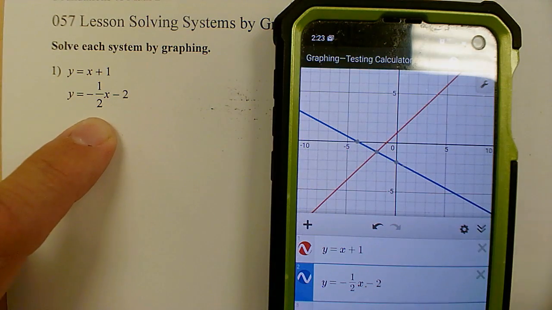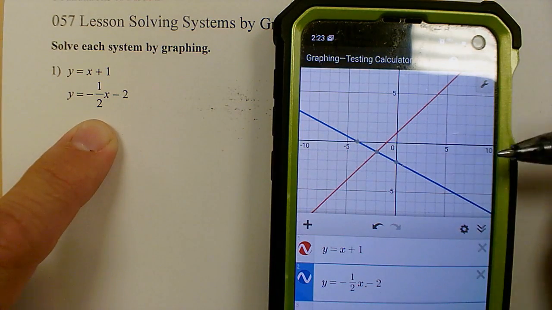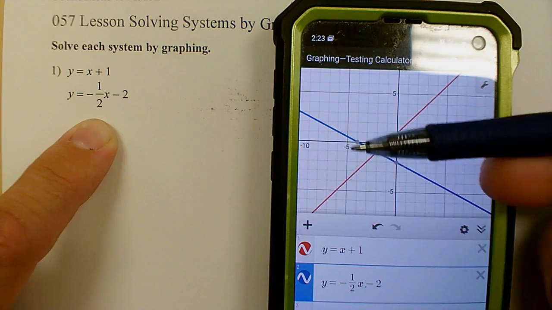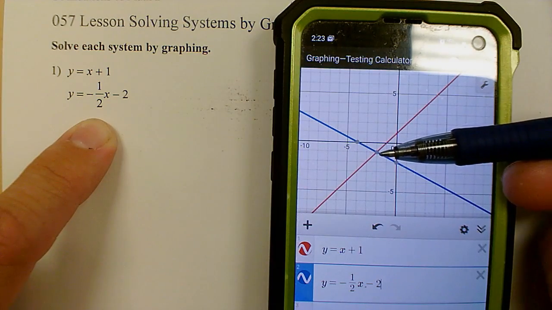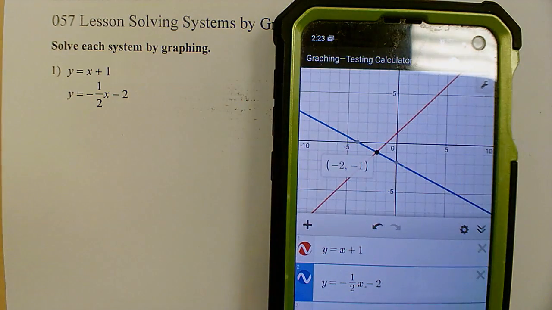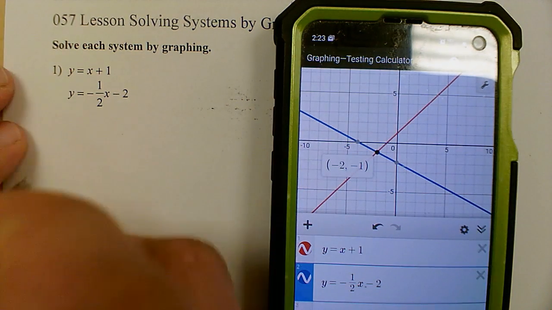Now, they are going to show you a few points of interest. They're going to show you the x and y intercepts, but what you're interested in is the solution of the system will always be the intersection of the two lines. So those two lines intersect at -2, -1.